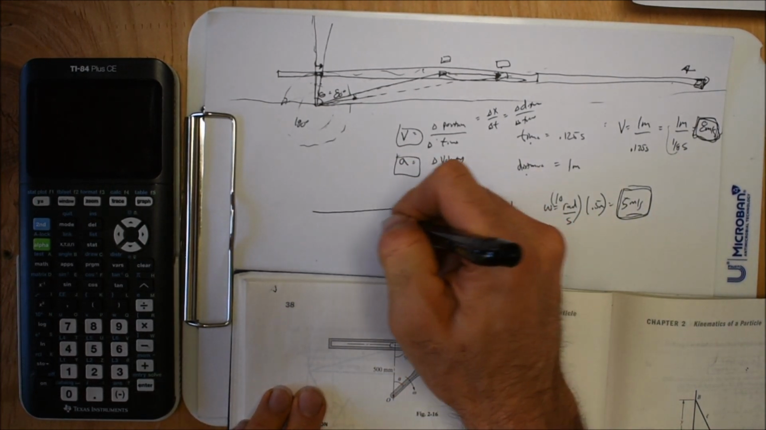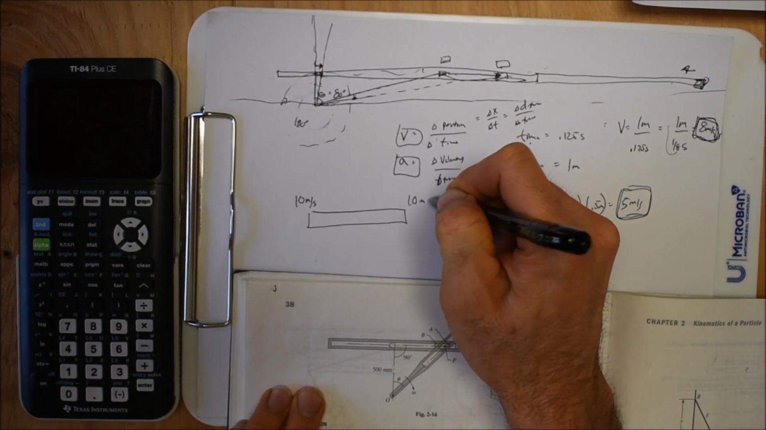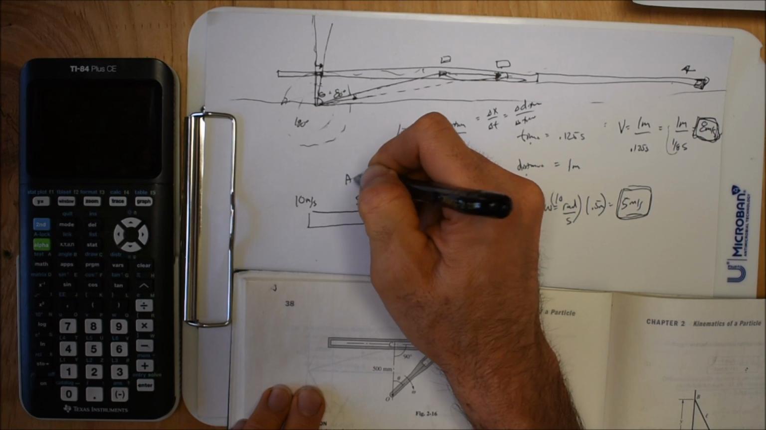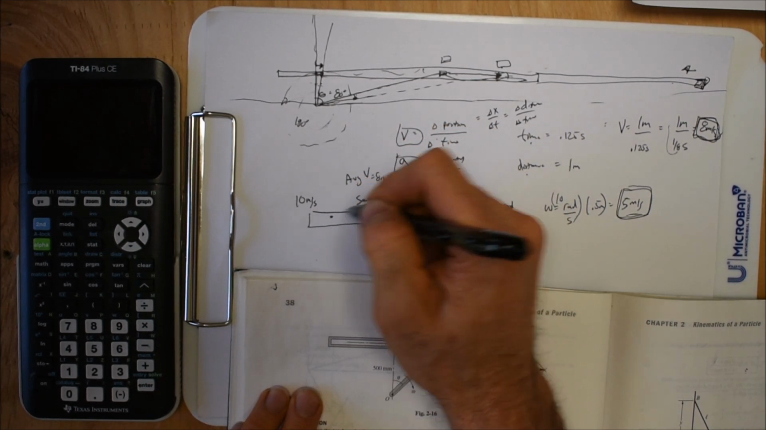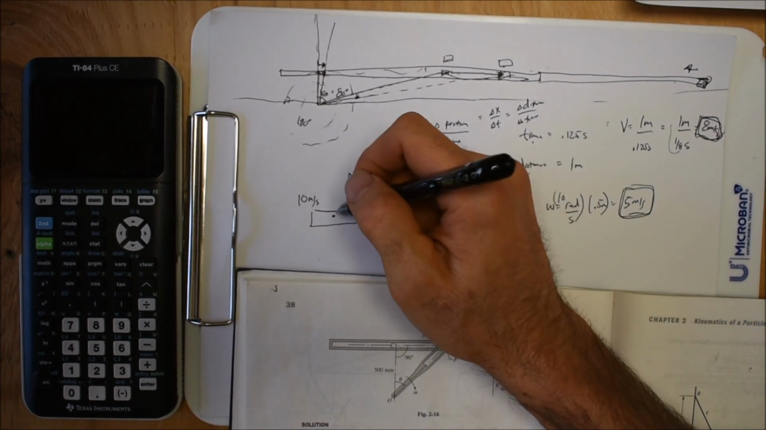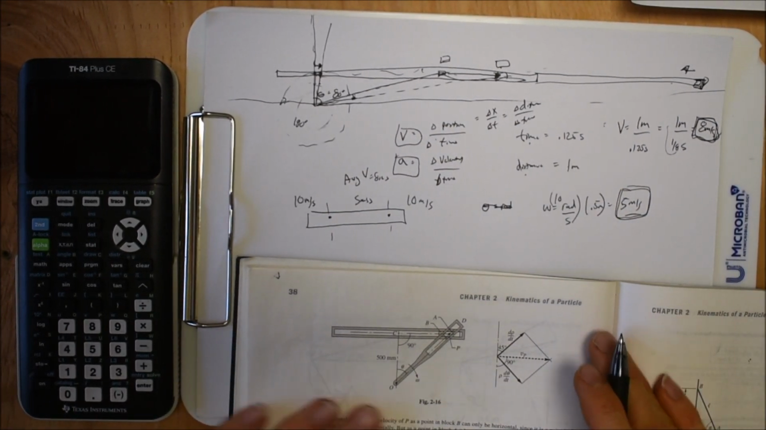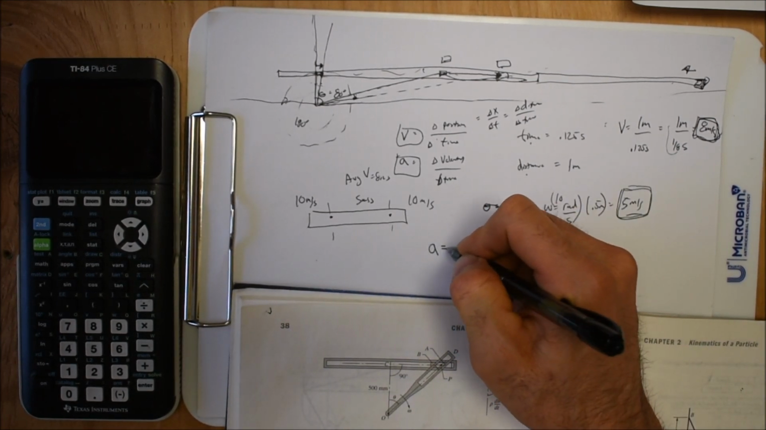So we have our initial problem. You've got 10 meters per second, 10 meters per second, 5 meters per second, and an average velocity of 8 meters per second. So somewhere in here is going to be the average, the center of mass of the velocity. So anyway, now we want to know acceleration.